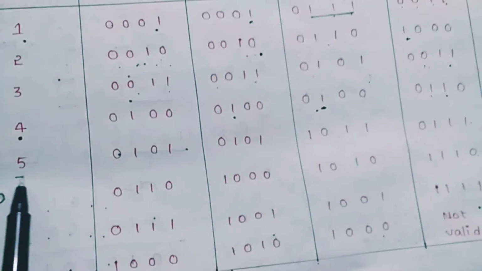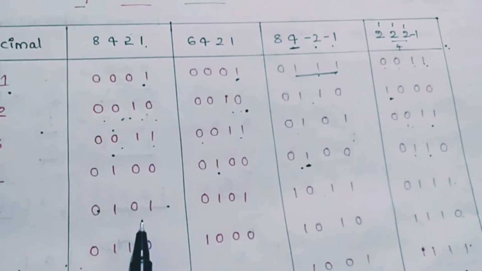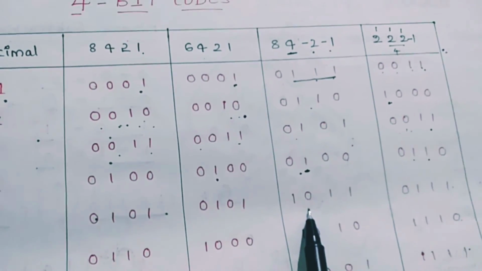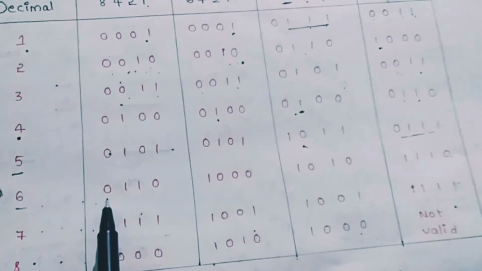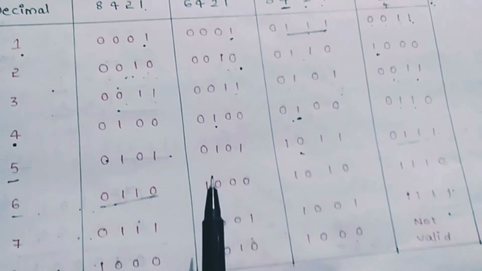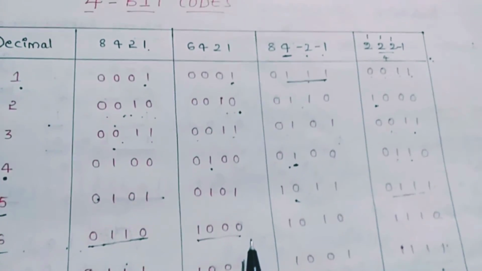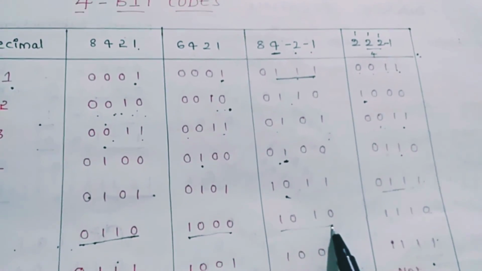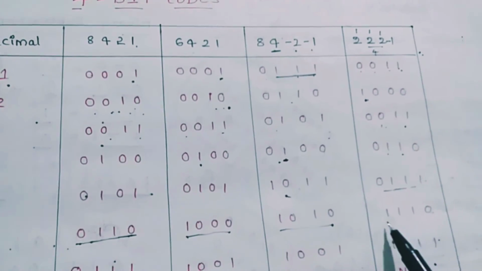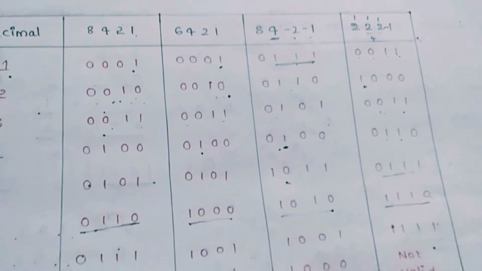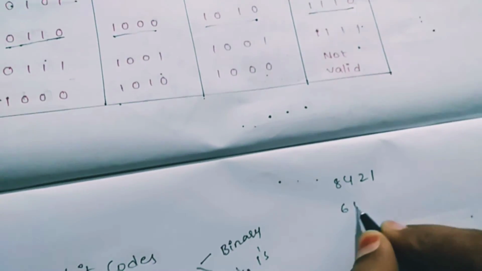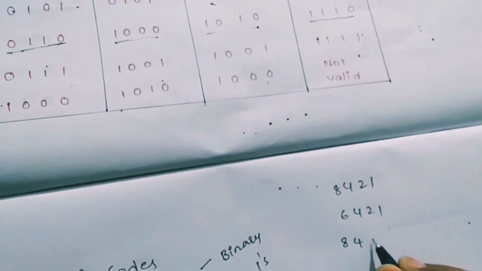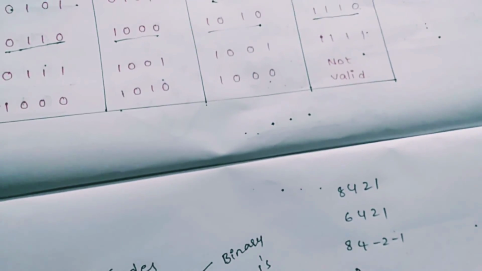In the same way, 5 also from decimal we are converting to 8421, 6421, 84 minus 2 minus 1, 2221. And decimal 6: 0, 1, 1, 0 in 8421, 1, 0, 0, 0 in 6421, 1, 0, 1, 0 in 84 minus 2 minus 1, 1, 1, 1, 0 in 2221. In this way we are converting from decimal values to 8421, 6421, 84 minus 2 minus 1, and 2221.